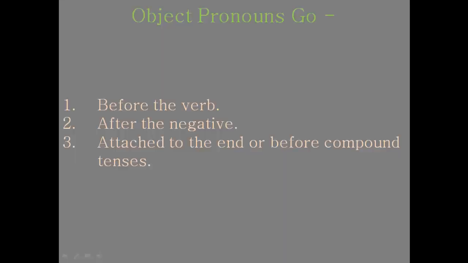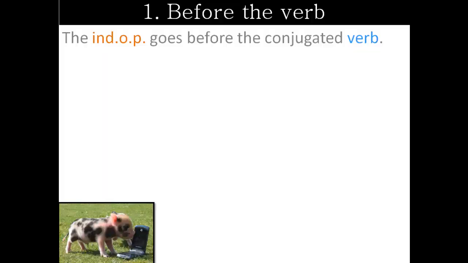Remember, with all object pronouns, positioning is everything. This slide may look familiar because it still applies to direct object pronouns and indirect object pronouns. So let's look at that. The indirect object pronoun goes before the conjugated verb. Let's have a look at what that means. Again, I've color coded it here for you, just to make it even easier.